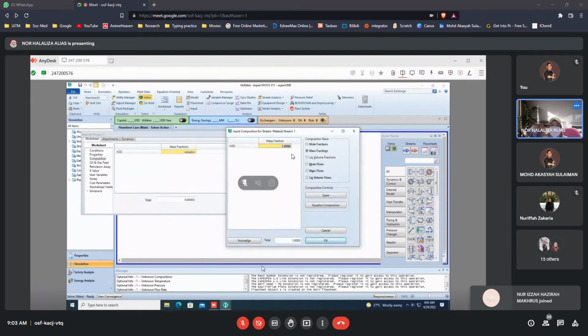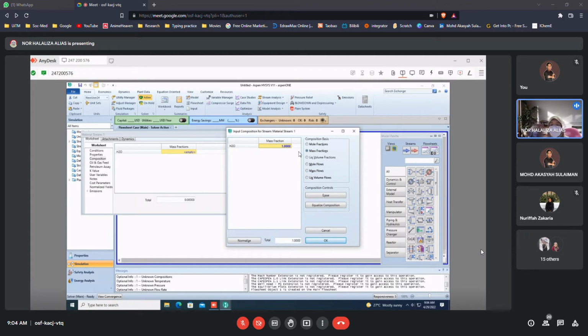Okay. So once you enter, it will pop up this window. So what do we want to check in this window? Okay, you have to check. You have changed to mass fraction, 1. And then at composition basis also, already changed to mass. The most important one is total is 1. This is very important. Even if you have many compositions, the total must equal 1 because it is mass fraction.